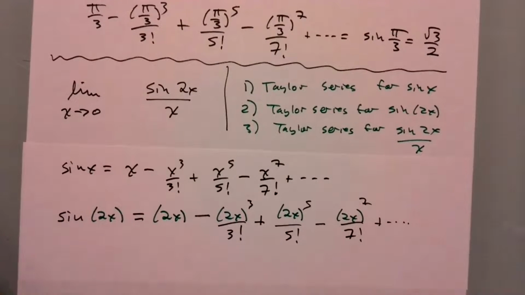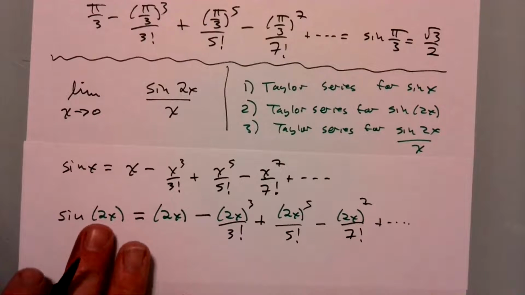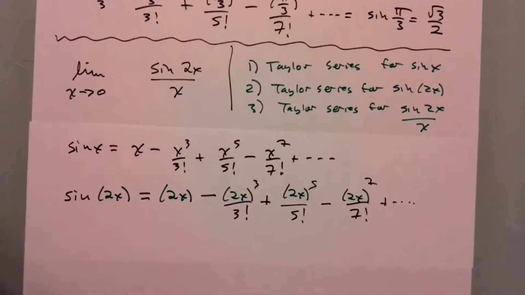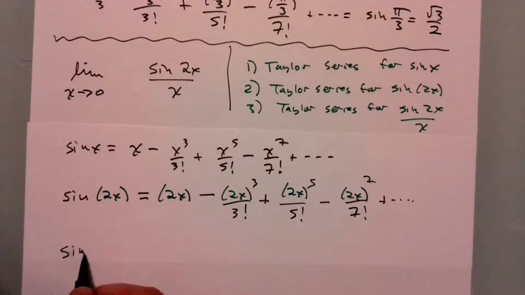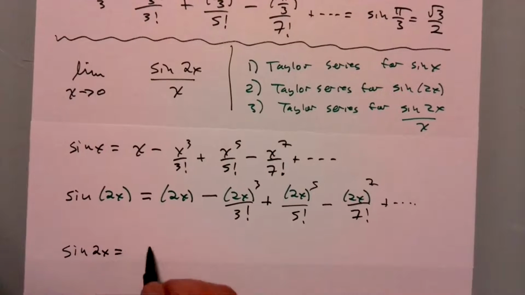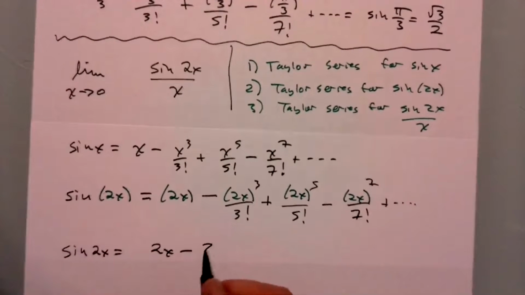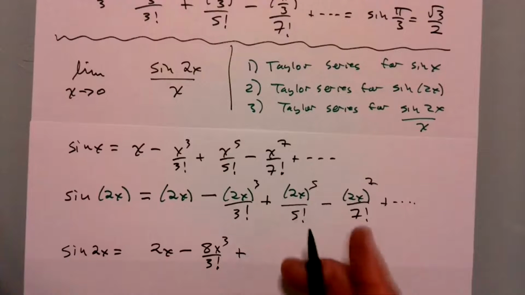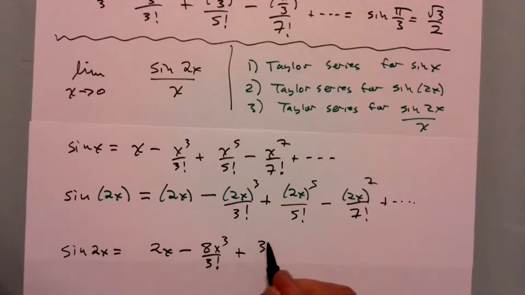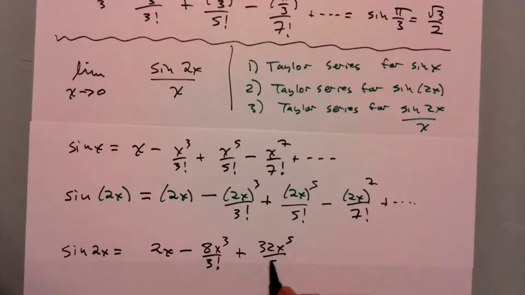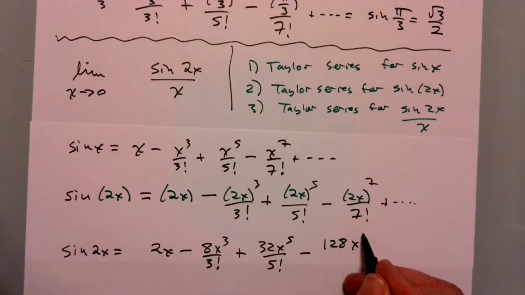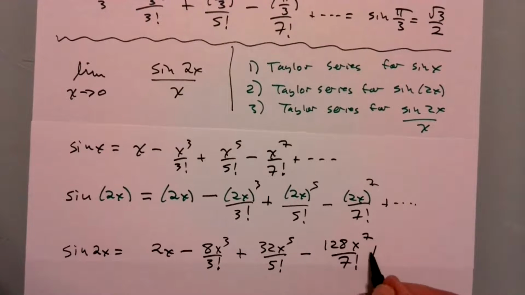So let's go ahead and quickly rewrite sine 2x, simplifying the algebra here for us. So what's that going to give us? Sine 2x is 2x minus 2 cubed is 8, x cubed over 3 factorial, plus 2, 4, 8, 16, 32, x to the 5th over 5 factorial, minus 2, 4, 8, 16, 32, 64, 128, I think, x to the 7th over 7 factorial.